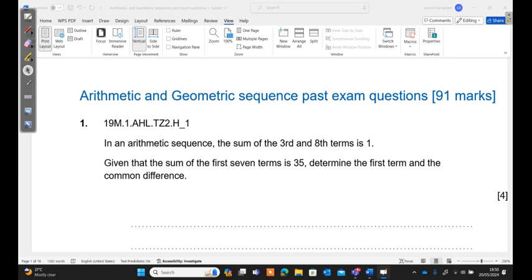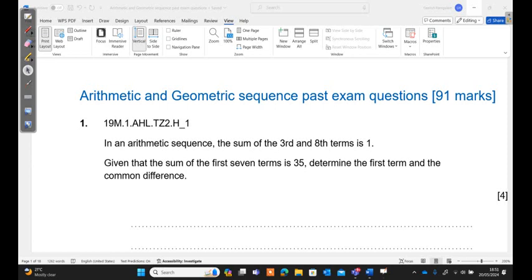So this information can actually be converted into an equation. Sum of the third and eighth term is 1, so I'm going to write the third term plus the eighth term, that gives me 1. Okay, that's my first equation. And then I go back to the question. Given that the sum of the first 7 terms is 35, so S7 is equal to 35. You see, I kind of extracted the 2 key pieces of information.